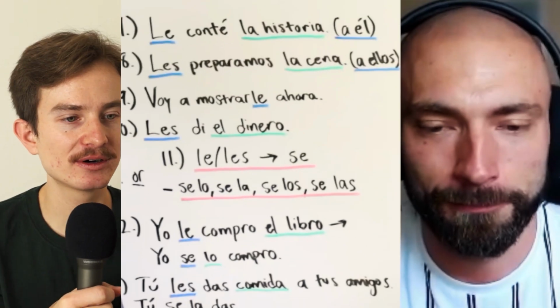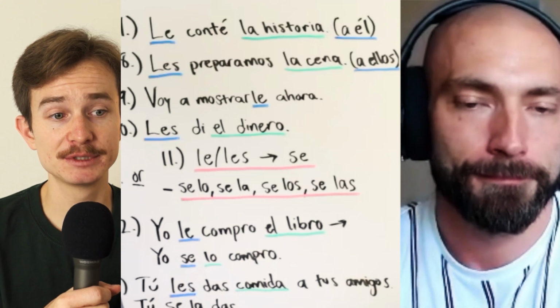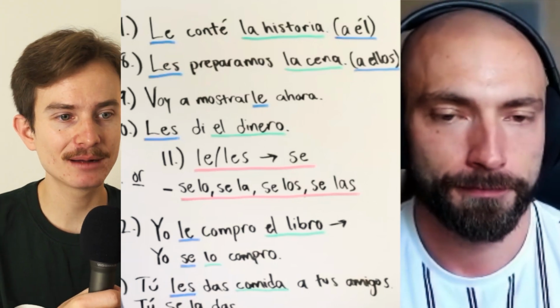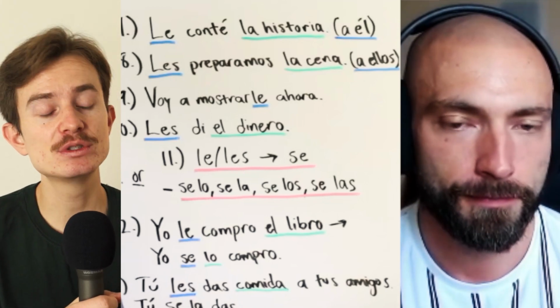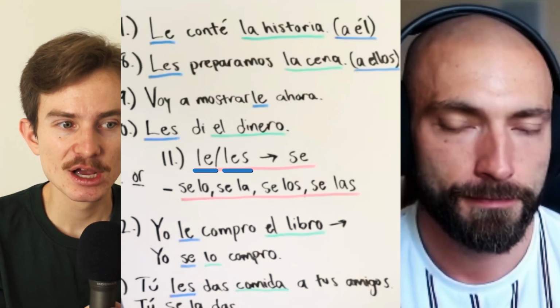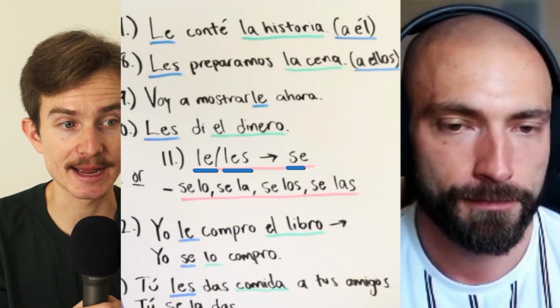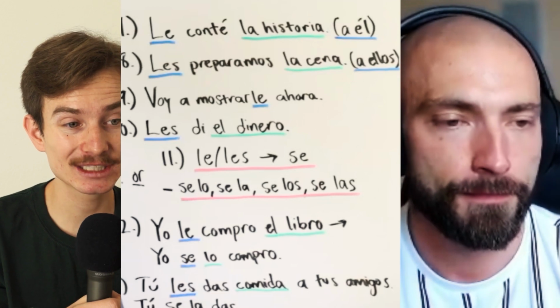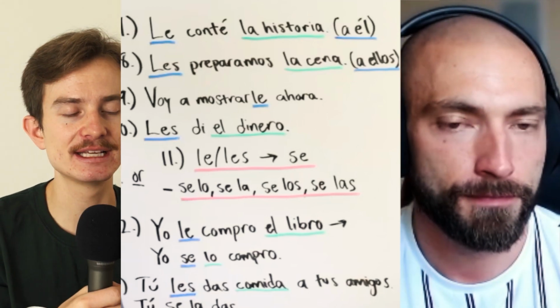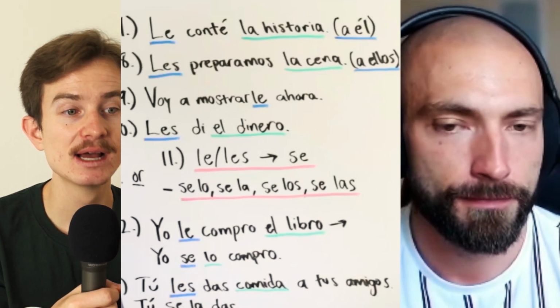Okay, so let's quickly move on to this then. When we have two object pronouns together, remember, indirect object pronoun comes before the direct object pronoun. Sometimes if we're using le or les, we have to turn it into se. Okay, so anytime we use le and les, and we also have a direct object pronoun, we have to turn it into that little disgusting, ugly word, se.